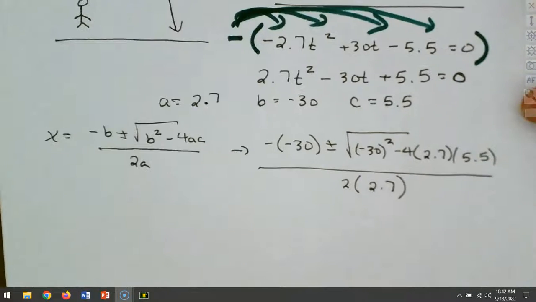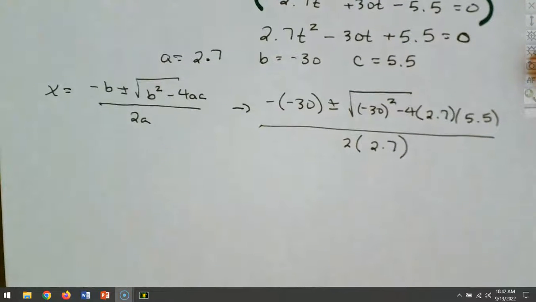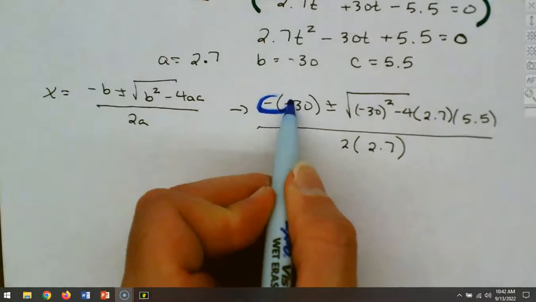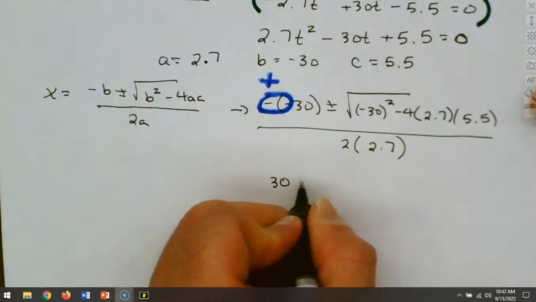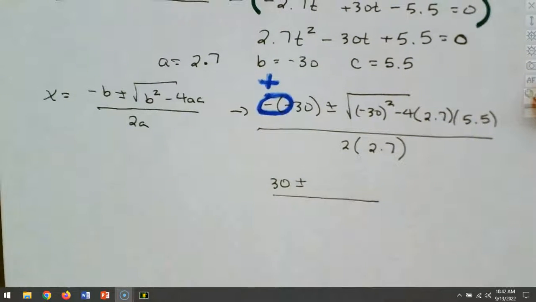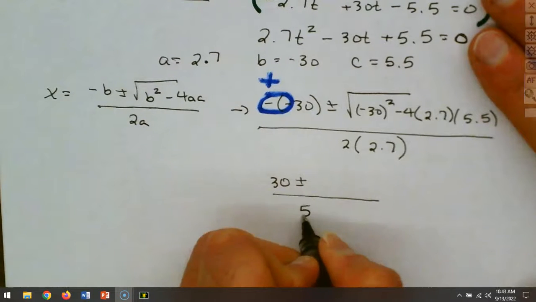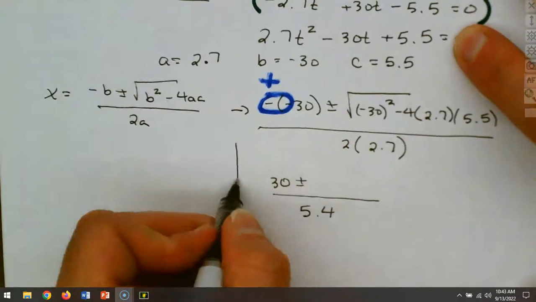And we're just going to use our calculator. So let's do like we normally would. Let's clean this up a bit. We know that the double negatives here are going to make that positive. So that makes that 30 plus or minus. And we need a 2.7 times 2. That's 5.4 there. We'll work out our discriminant over here.